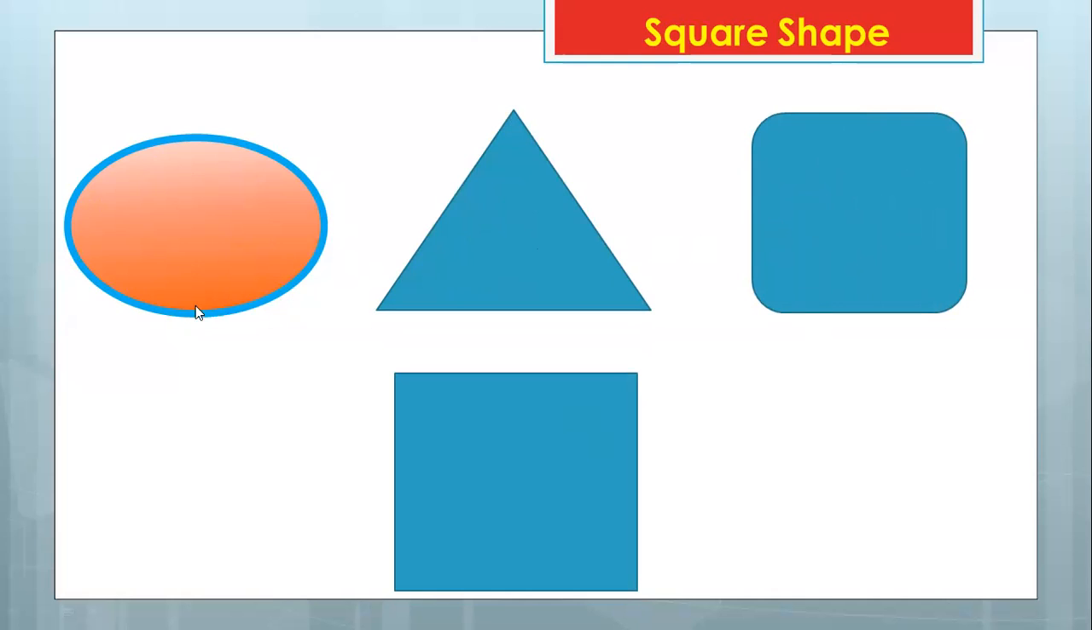It looks like an egg. Is it called a square? No, this is not a square. This is like an oval, not even a circle, right? This looks like an egg, so it's like an oval. How about the second one here? Is it a square? Oh, sorry. This is not a square. It is called a what? A triangle. Right.